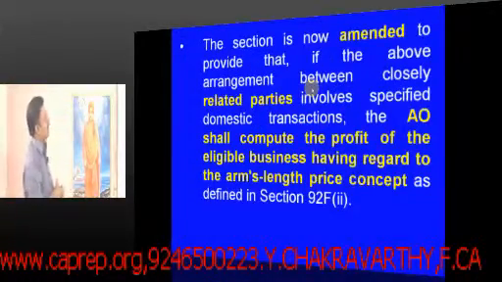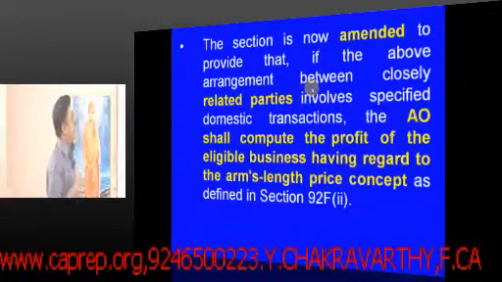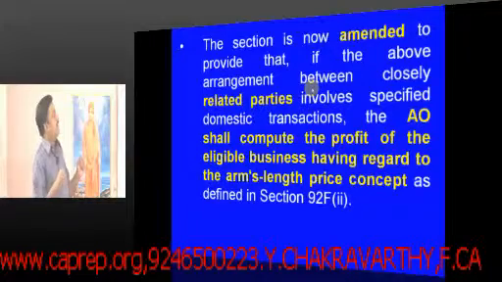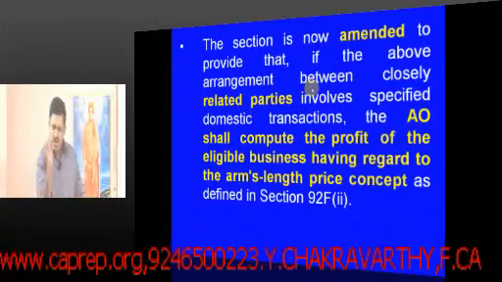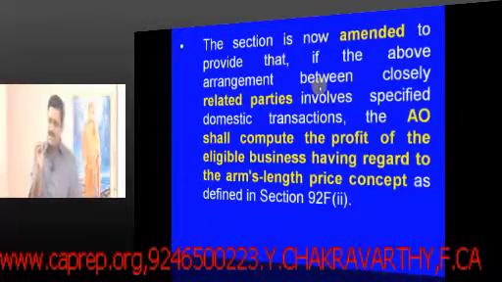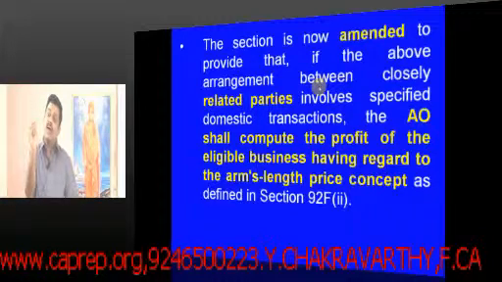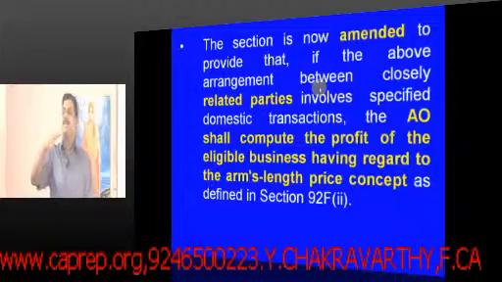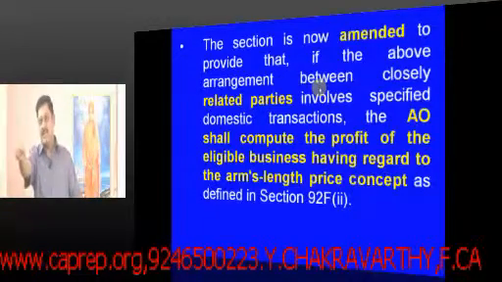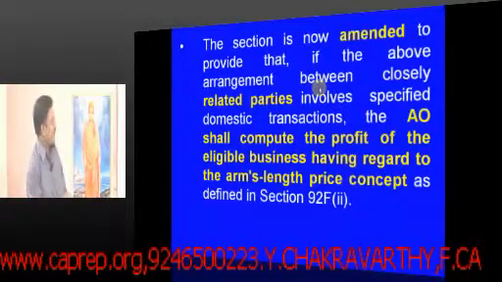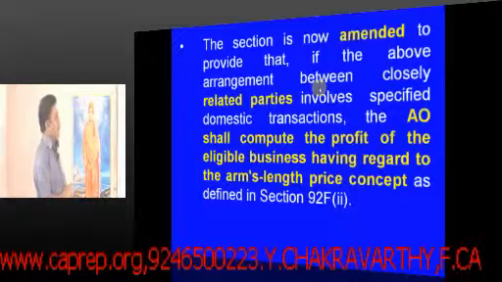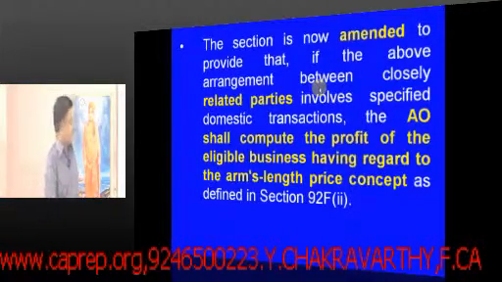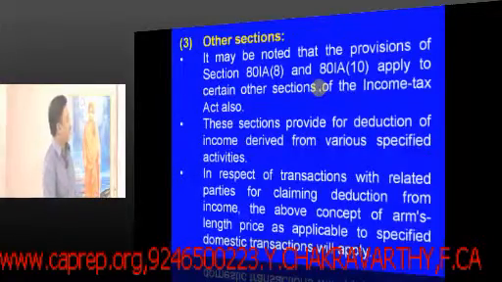The section is now amended to provide that if the above arrangement between closely related parties involves a specific domestic transaction, again not all small transactions, specific domestic transaction means what? A transaction whose aggregate value exceeds 5 crores, then only you are asked to put the scanner. Now the assessing officer shall compute the profits of the eligible business having regard to the arm's length price concept as defined in section 92F.